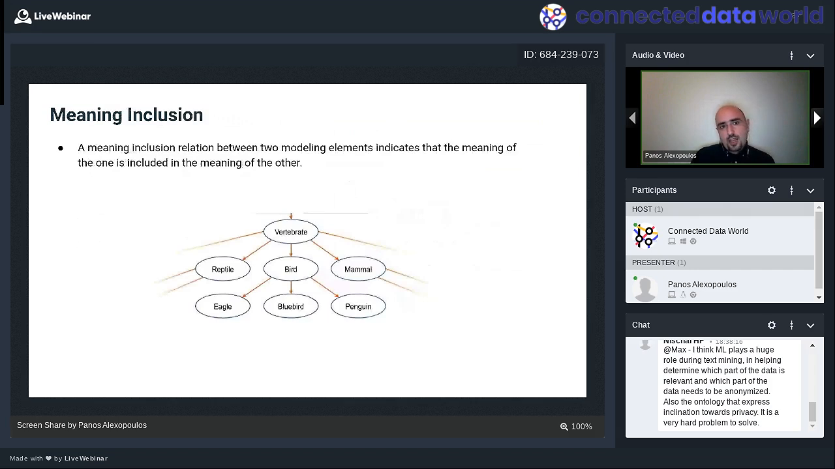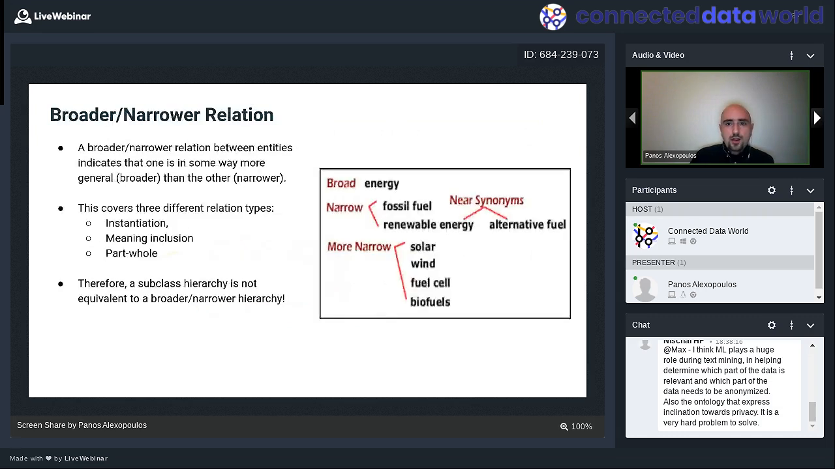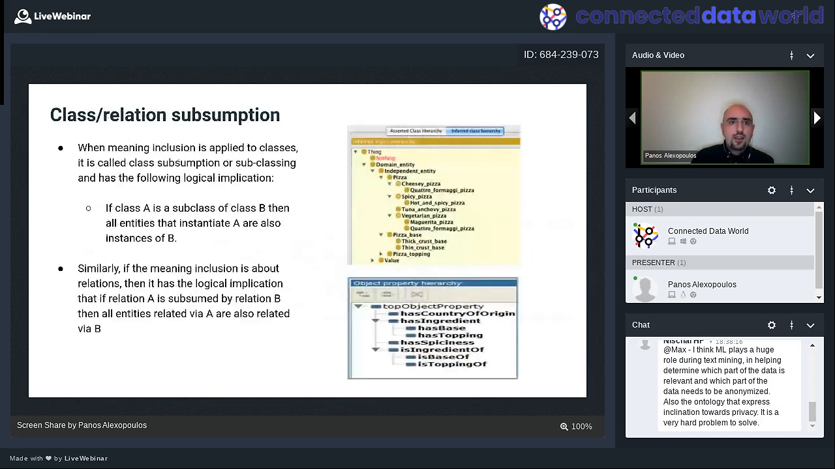Another important relation is meaning inclusion. Meaning inclusion is a relation between two elements that indicates that the meaning of the one element is included in the meaning of the other. When this is applied in classes, it's usually called class and relation subsumption. It has a very important logical implication: if a class A is a subclass of class B, then all entities that instantiate A are also instances of B.